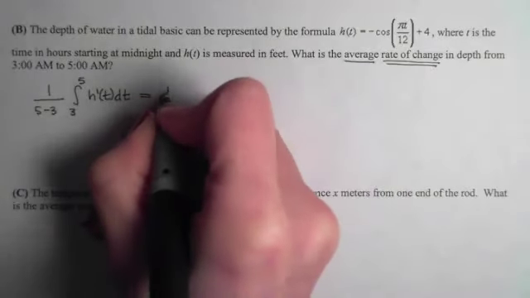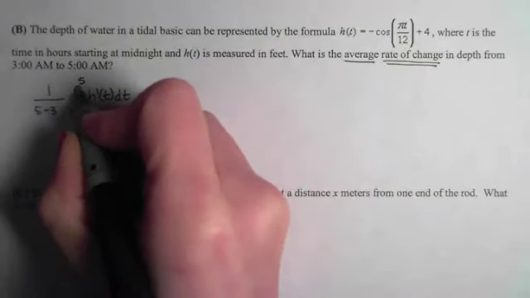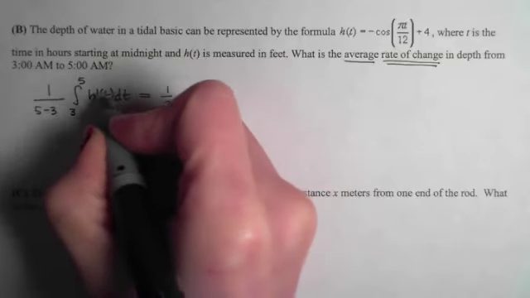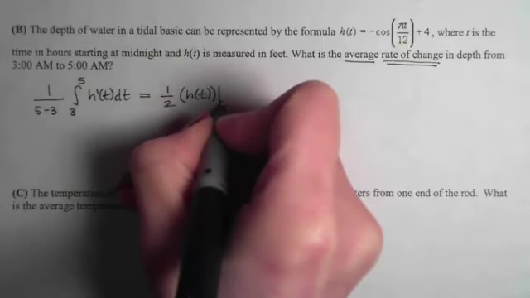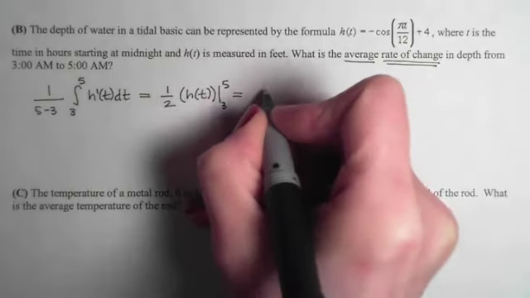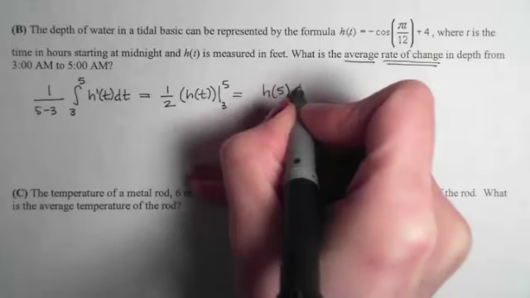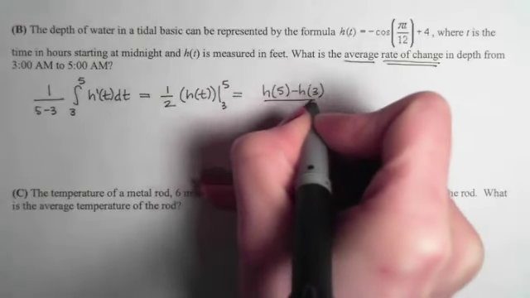So if I finish this, it'll be 1 over 2 times what did I take the derivative of with respect to time that gave me h prime? Well, that's h evaluated from 3 to 5. So we'll end up with h of 5 minus h of 3, over 2.